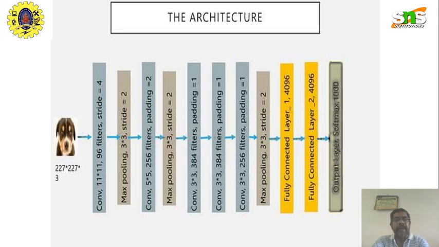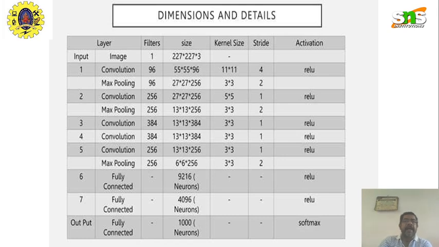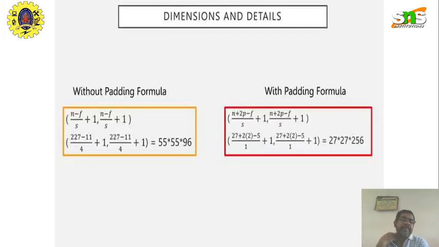So this is the main architecture of AlexNet, and this is the quick scenario of the dimension details, and what kind of activation has been implemented in every layer. From all the convolution layers, except max pooling, we implement the rectified linear unit, and for the fully connected layers too we implement ReLU, and the last one has softmax. So these are the dimension details for the padding and without padding scenarios.